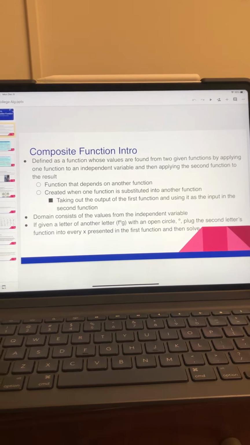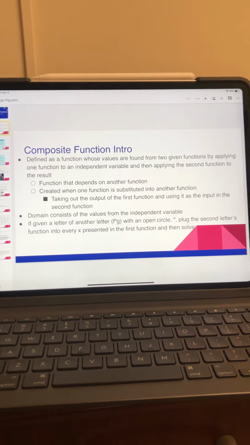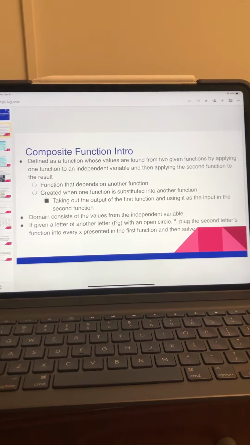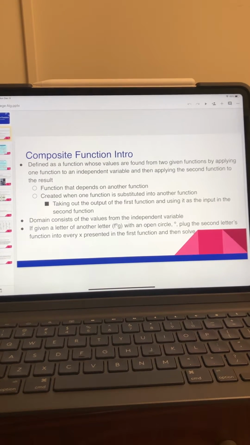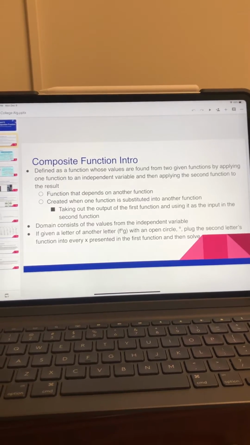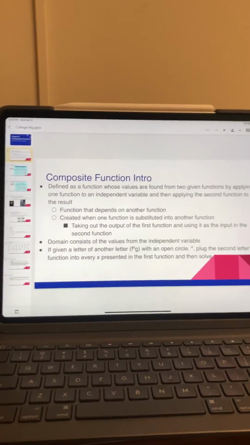The domain consists of the values from the independent variable, and if given f of g, with an open circle, plug the second letter's function into every x presented in the first function and then solve.